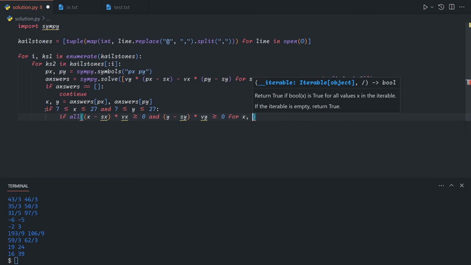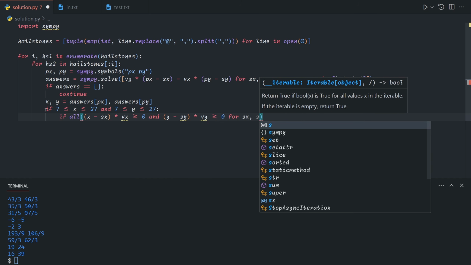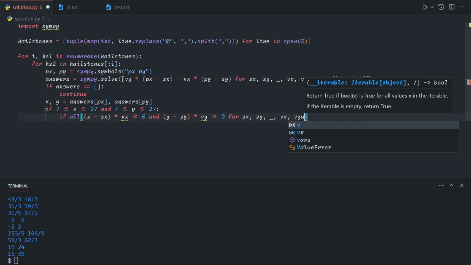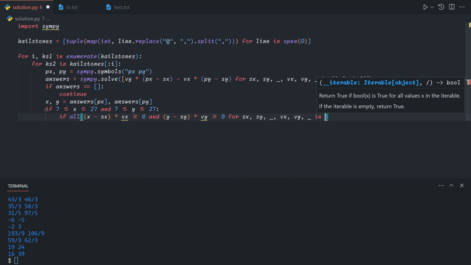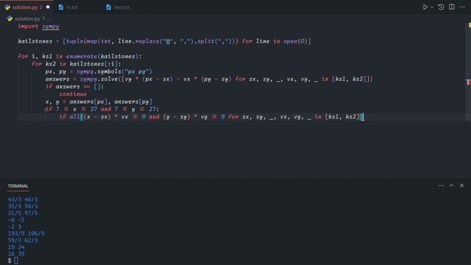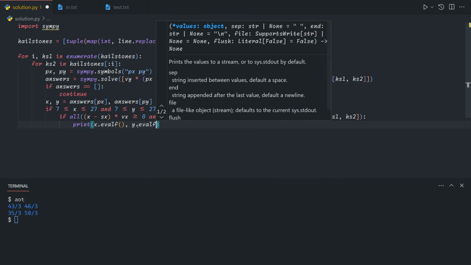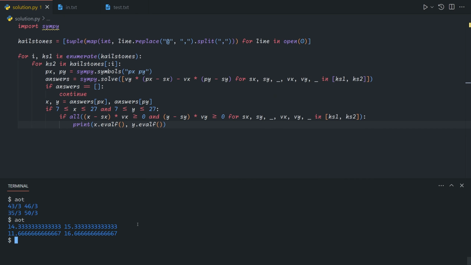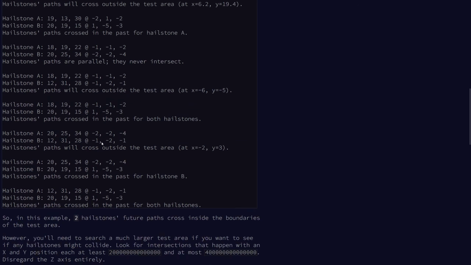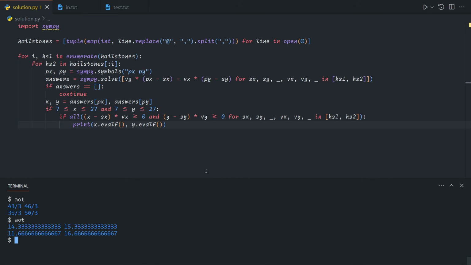for x, sx, sy, blank, vx, vy, blank in HS1 and HS2, then it is in the future for both of them. So print x, y. And so we just get two valid intersections here. .evalf will evaluate it to a floating point number, so this will turn them into real Python numbers, which are imprecise, but it tells us that these are the two intersections we're expecting.